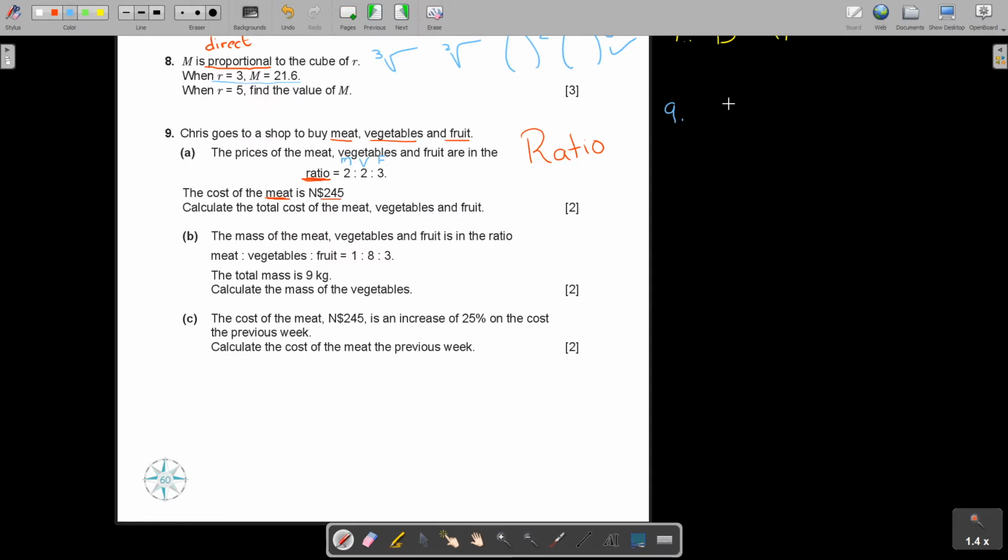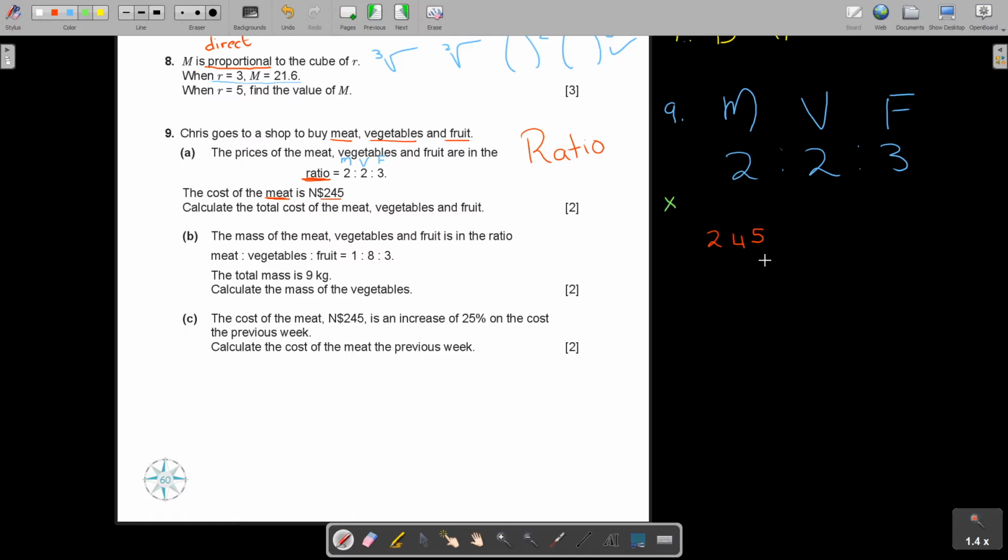Write first. It's meat, vegetable, and fruit. Okay. Then it's 2, 2, and 3. You can put that in between. Okay. But then they give me the meat. What is the meat? They gave me the meat is 2, 4, 5. So I must say 2, 4, 5 divide by 2, and I'm getting that they were multiplied.